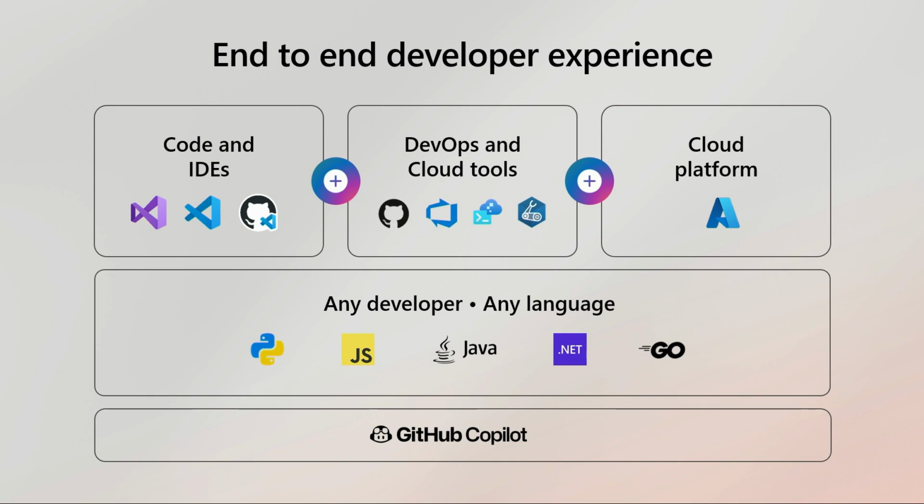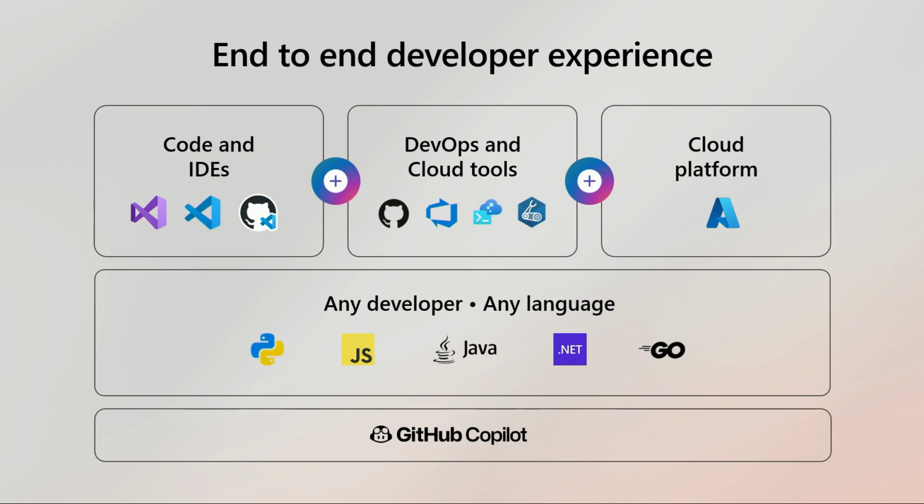So at Microsoft, we take an end-to-end approach to developer experience for helping you build cloud and AI applications. It starts in your IDE, in your editor, where you're writing your code, connecting to your DevOps tools like GitHub and Azure DevOps, and then all the way to Azure, the cloud platform. Our goal is for any developer working in any language to be successful. So we build libraries in Python, JavaScript, Java, .NET, and Go. And GitHub Copilot is there to help you along the whole journey.